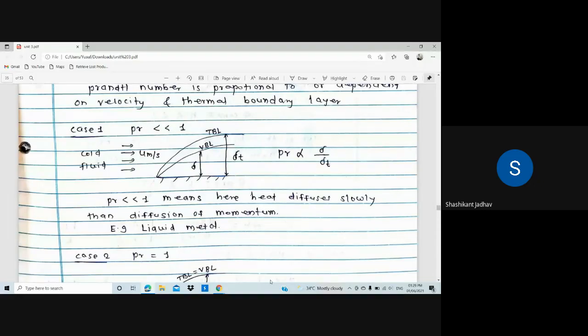If Prandtl number is less than 1, at that time thermal boundary layer thickness is greater than velocity boundary layer thickness. Okay, so all of you draw this diagram.